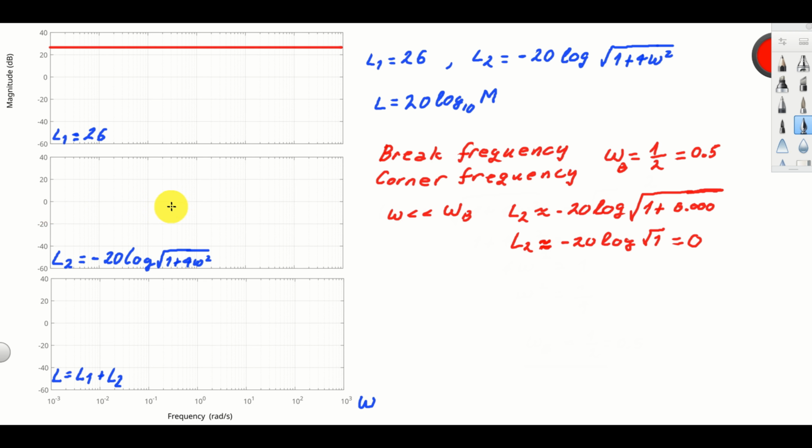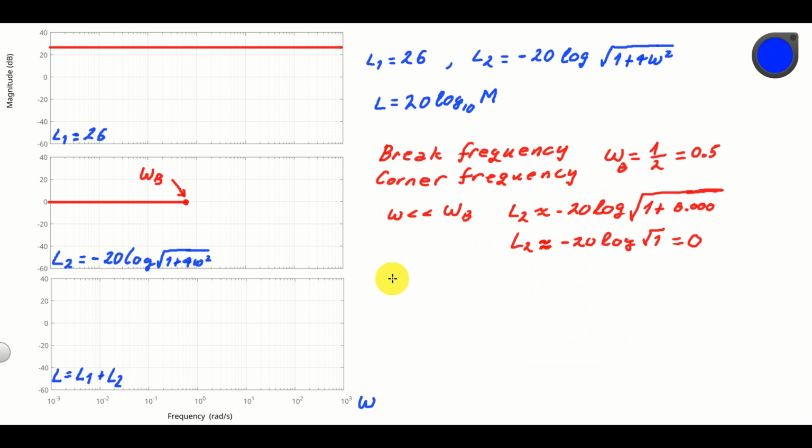And so let's sketch it over here. First of all, let's identify the corner or the break frequency. The corner or the break frequency is somewhere over here between 0.1 and 10. And in the logarithmic scale, it's most likely somewhere over here. And what we just concluded, when the frequencies are much smaller than this corner or the break frequency, the function L2 can be approximated as 0 in this scale over here. And over here I will do this, and this is our ωB.